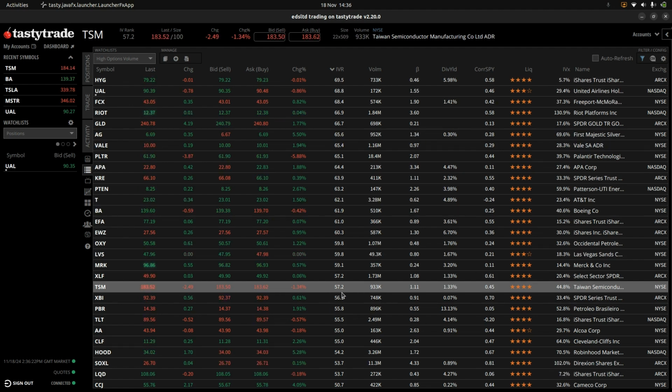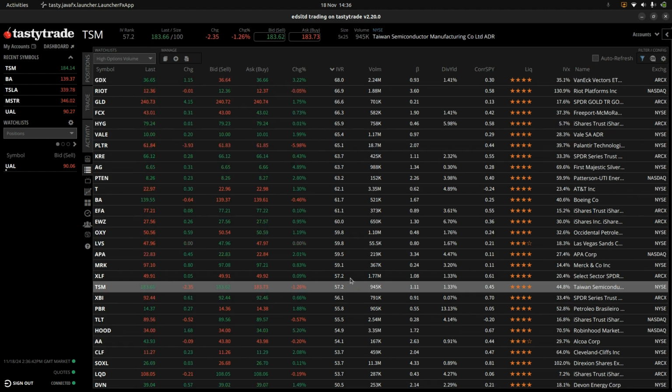IV rank shows you where the current IV level is in relation to itself over the past year, and the absolute IV level tells you obviously what the IV level is, what the IV percentage is of that underlying. But for example, if you look at XLF, that's above it. XLF and TSM both have the same IV rank, 57.2, but the absolute IV levels are different. So this is why you need to look at all the information.